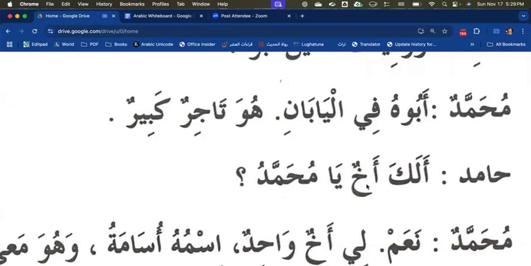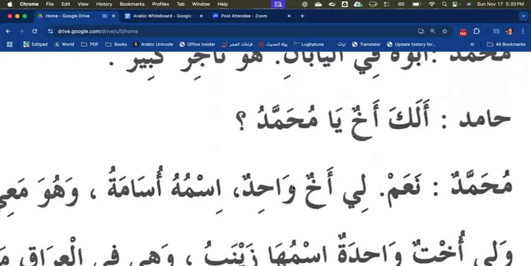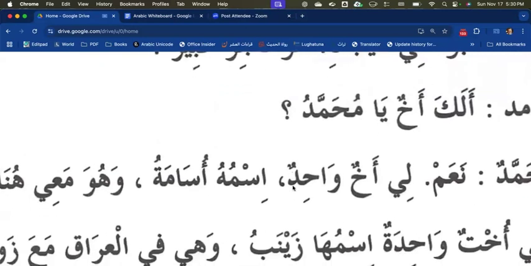So whenever there's a relationship, akh is brother. Laka akhun, for you a brother, meaning do you have a brother? Alaka akhun, do you have a brother? I know this is getting a little bit too much. Are you guys doing all right? Hanging in there? Well, inshallah, we will do two more minutes and then inshallah we will be done.